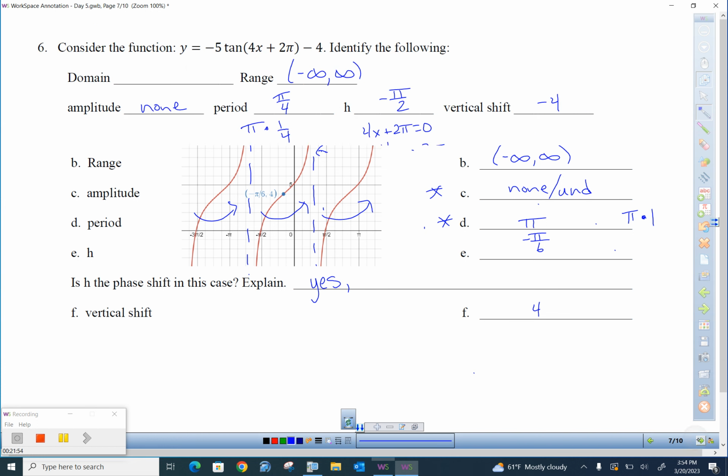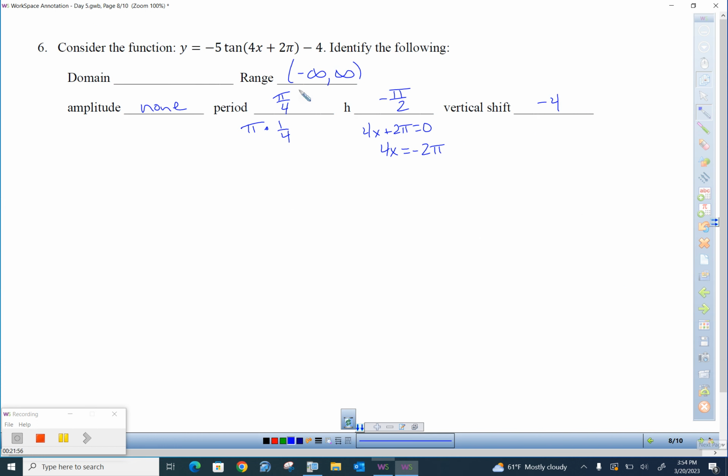Okay, so with that in mind, let's check these values first. Amplitude none, period, use the reciprocal, H solve for, vertical shift. I want you to try to write the domain using those notes. Pause the video for me, and then we'll walk through it together.